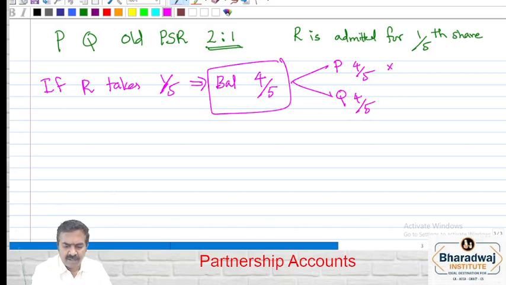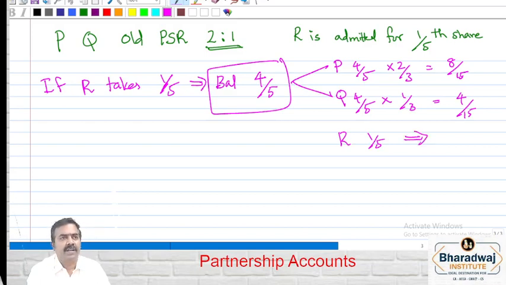In this 4 by 5, 2 by 3 will be taken up by P, and 1 by 3 will be taken up by Q. So 4 by 5 into 2 by 3, how much? 8 by 15. For Q, this will be 4 by 15. Mathematically, 1 by 5 can be written as 3 by 15, multiplying 5 by 3 to get 15. So what is the new ratio? 8:4:3 is the new ratio.